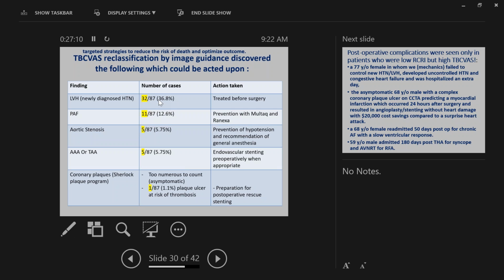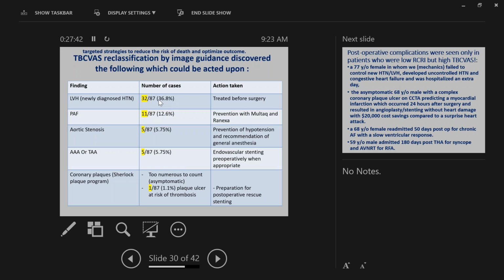And then this is amazing. 11 of them had paroxysmal atrial fibrillation that we were able to capture on the Zio. And the patients that we decided to record to look for atrial fibrillation were those with anatomical findings of left atrial enlargement, left ventricular hypertrophy, significant mitral regurgitation, or symptoms of palpitations. And so we found 11, 12.6%.